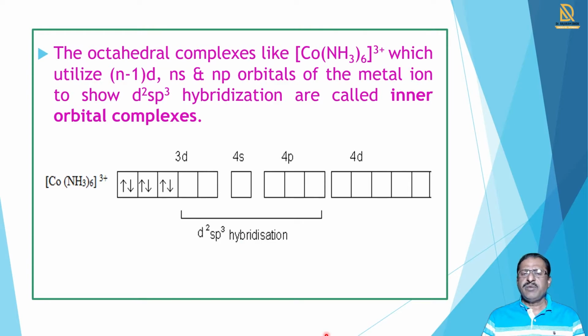We take some examples, and from them we get an idea about inner orbital complexes and outer orbital complexes. Firstly, we see the inner orbital complexes. For that purpose, we take the example of [Co(NH3)6]3+. In this example, cobalt utilizes (n-1)d orbitals, ns orbital and np orbitals of the metal and shows d2sp3 hybridization. When there is formation of d2sp3 hybridization, that is called inner orbital complexes.